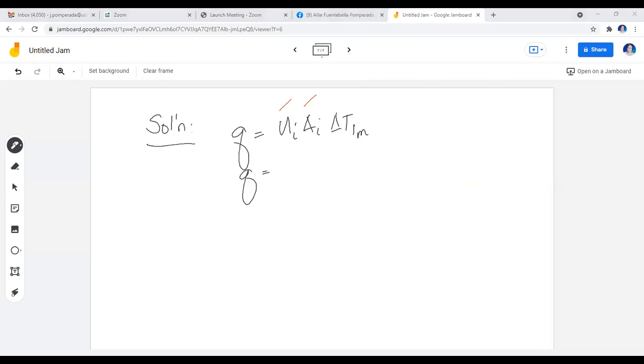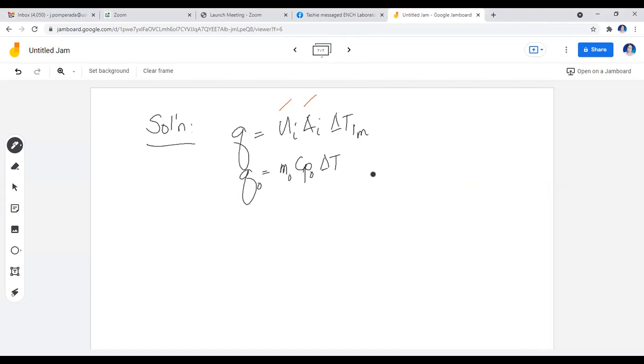m Cp delta T. But question, which m Cp delta T will I use? That of the oil or that of the water? I think common sense will tell you that it should be of the oil. Should be of the oil. Because the delta T of the water in itself is not complete because we don't know its outlet temperature.